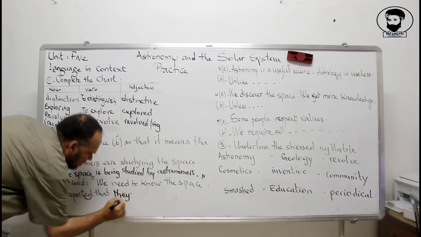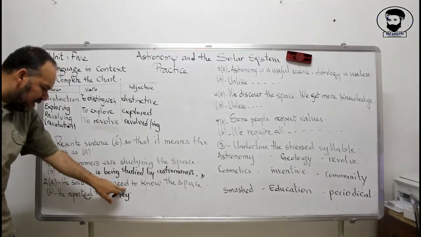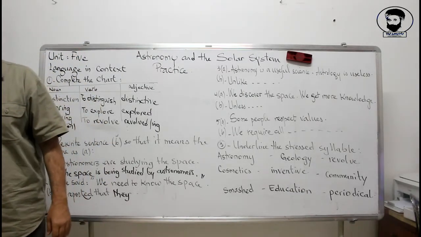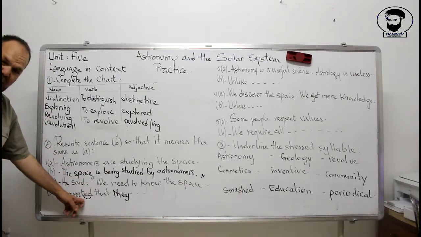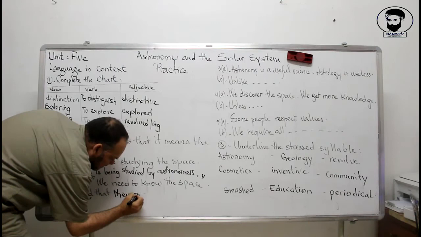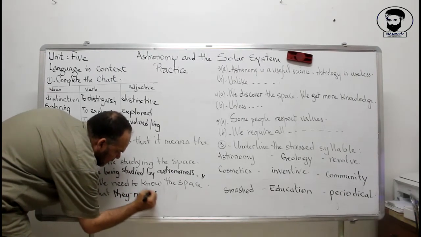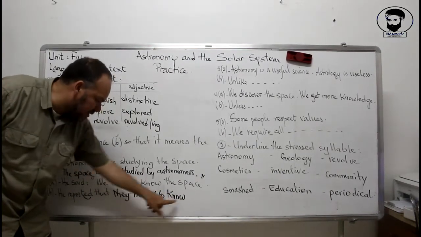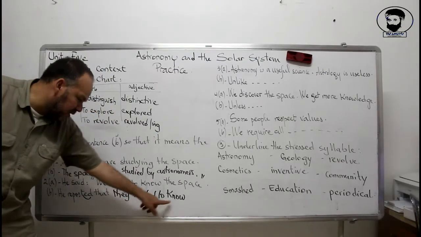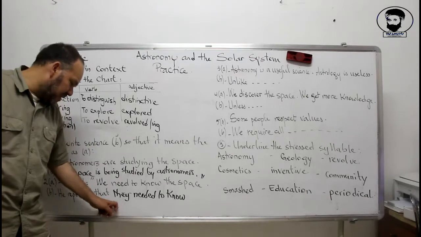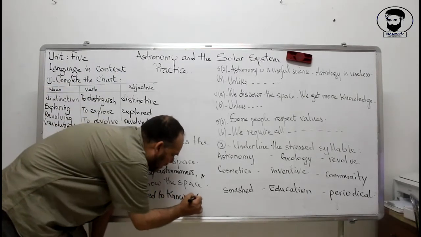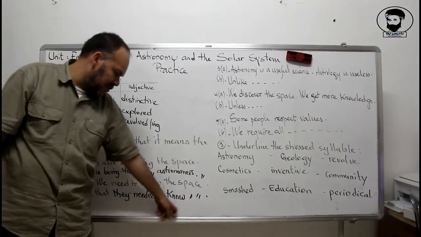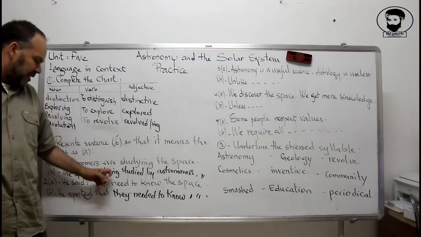Now the verb here, we need. Need is in the present. We said that when the verb is in the present in direct speech, automatically it is in the simple past in indirect speech. So that they needed to know. We don't change this one. Why? Because when you have two succeeding verbs, the first is conjugated, but the second one is put into the infinitive. So he reported that they needed to know the space. So this is for the passive and this is for direct and indirect speech.